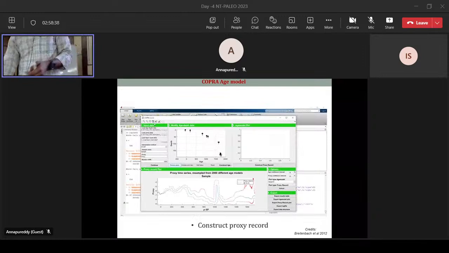And then you can construct the proxy record simply. This is a graphical user interface. You just do everything, and the background codes will run, and you will get the data. And this is the 95% percentile spread of the proxy data. Then you can download, and if you want a mean data set, it can be exported to a text file. It is so simple. No, not very.